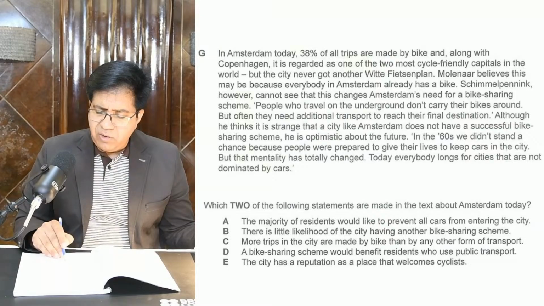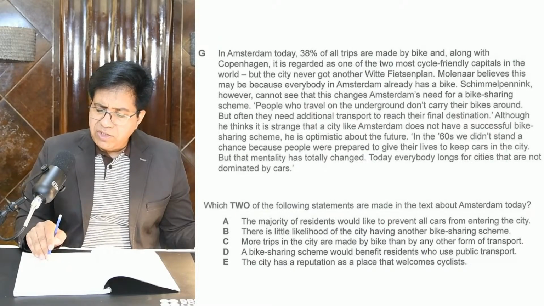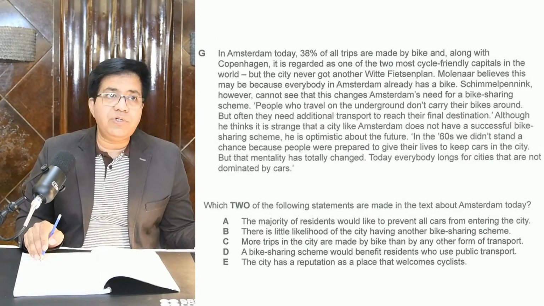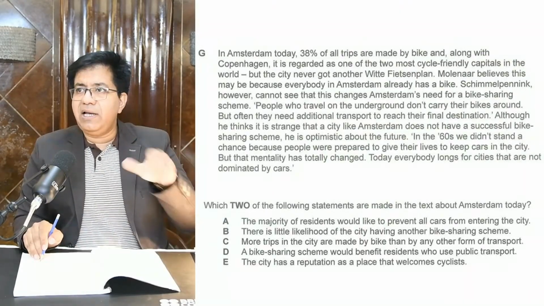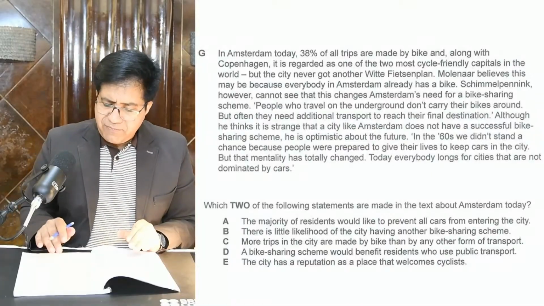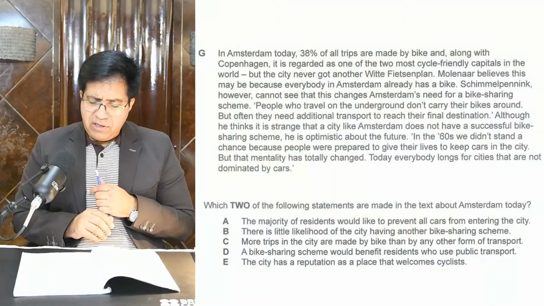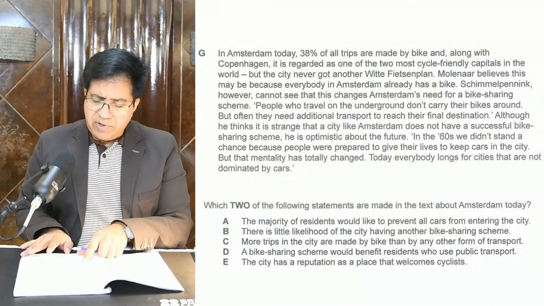People who travel on the underground don't carry their bikes around. Now, for example, if you're traveling by underground, you don't carry your bicycle. Then you rent a bicycle and use it and return it. So do we have any option? People who travel on the underground, and this is in inverted commas.